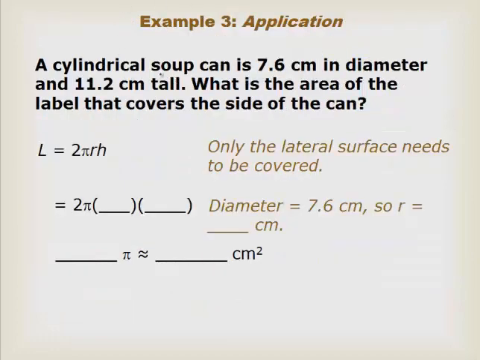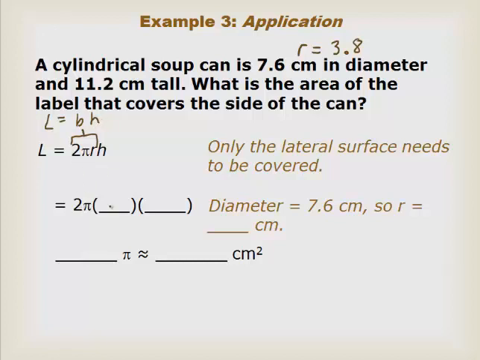Let's look at example 3. We have a soup can, 7.6 centimeters in diameter. Again, divide that in half, and we realize the radius is 3.8 and 11.2 centimeters tall. What's the area of the label that covers the side of the can? Well, remember we talked about this, and this was a rectangle. And a rectangle equals base times height. Well, our base is going to be 2 times pi times r, because it's the same as the circumference of the circle. If you need to, back this up and listen to that part again.